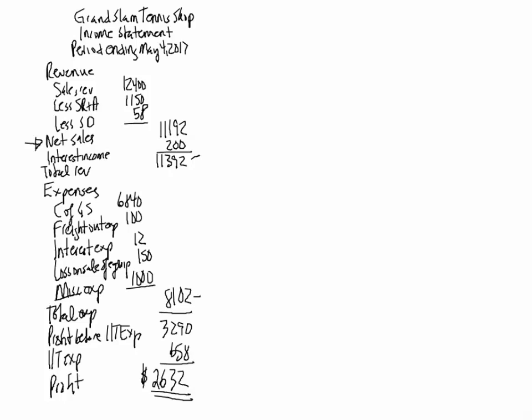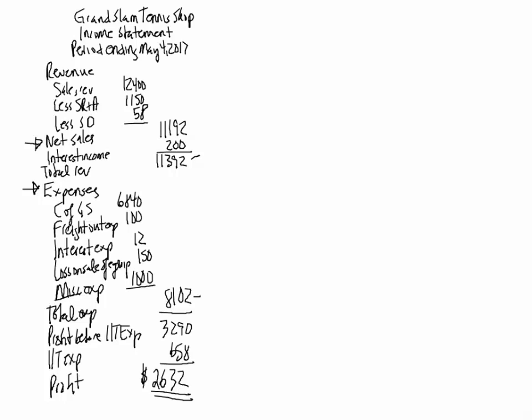Any questions about this? This is very straightforward. Notice the only expense that is separated is the income tax expense, and income tax expense is separate because, just to be clear, it is not under the control of the company, right? Expenses are under the control of the company, but income tax expense is prescribed basically by the CRA, and therefore it's always a separate line item.